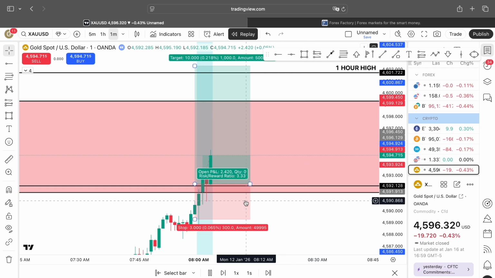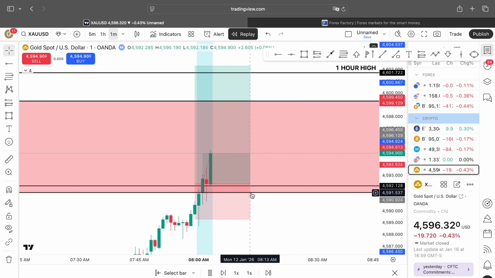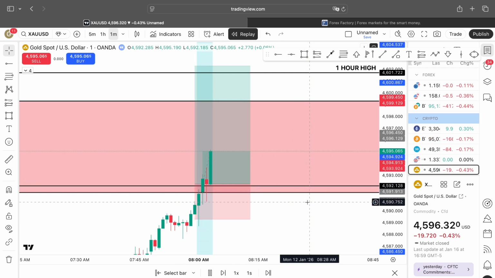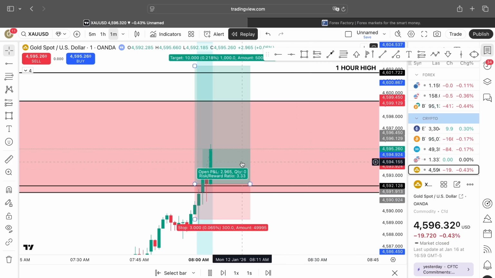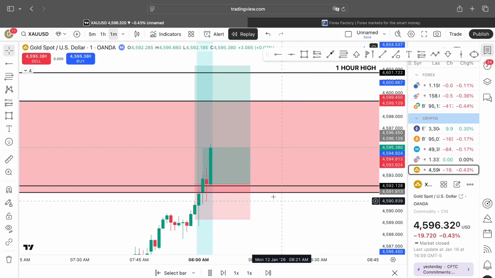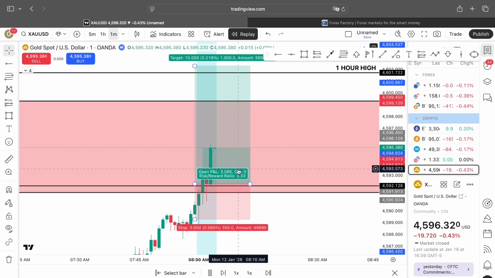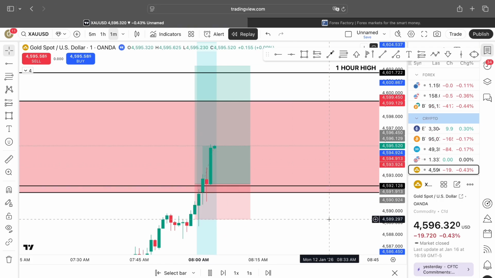Now, if this bullish engulfing candle closes like this, oh, we're out of here. We are out for sure. Wow, look at that. Almost 3 pips in 1 minute. 3 pips in 1 minute. That's crazy. We're a third of our target in 1 minute.